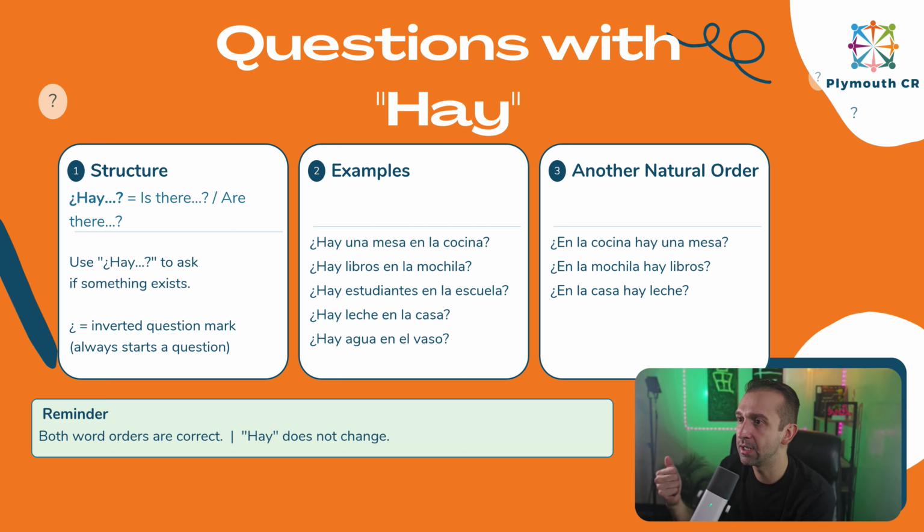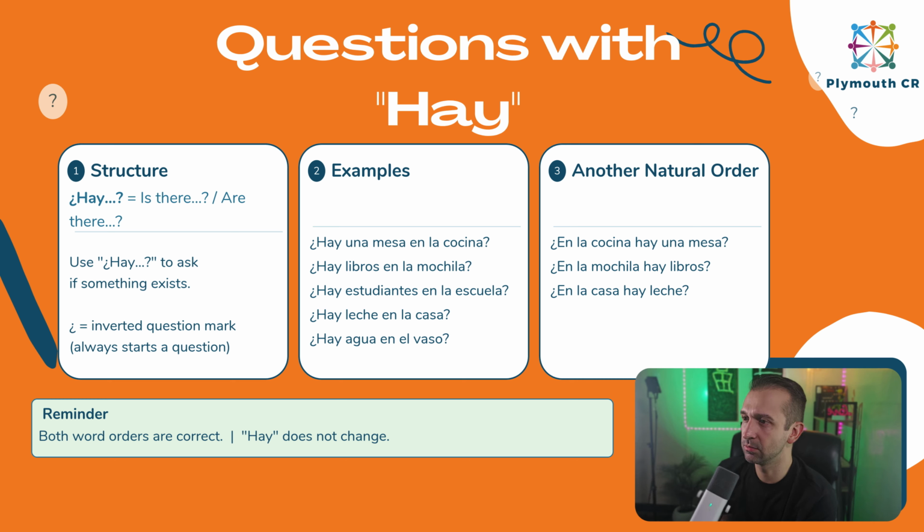¿Hay un libro? ¿Hay una mesa en la casa? Is there a table in the house? ¿Hay una mesa en la cocina? ¿Hay libros en la mochila? ¿Hay estudiantes en la escuela? ¿Hay leche en la casa? ¿Hay agua en el vaso? So tone is really important.